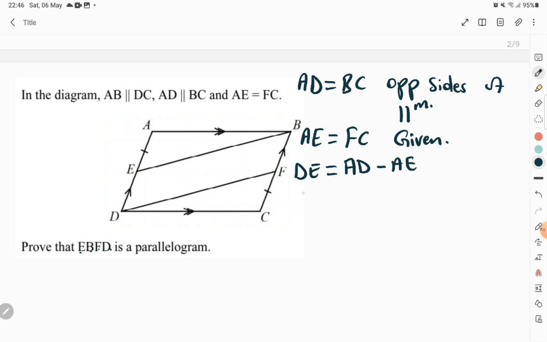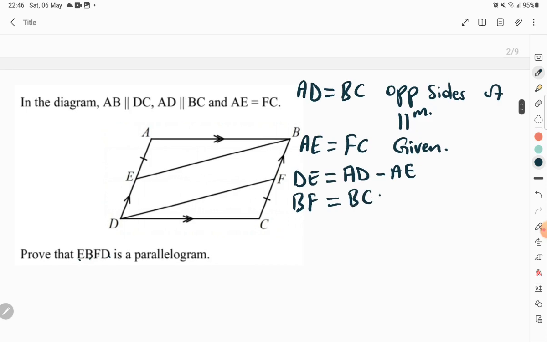Also, BF is equal to BC minus, we said FC is equal to AE, so I can just say BC minus AE, because I'm still subtracting the very same thing. BF is equal to the whole of this thing minus this portion, so that's going to give BF.